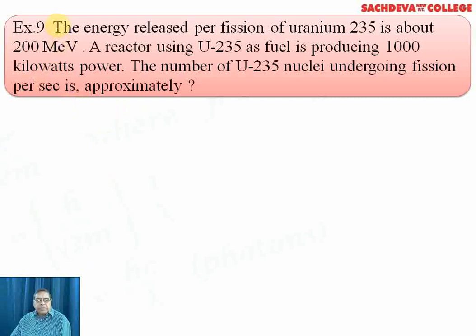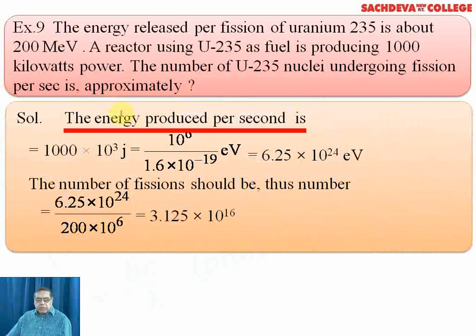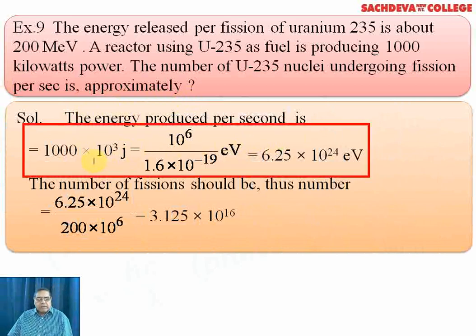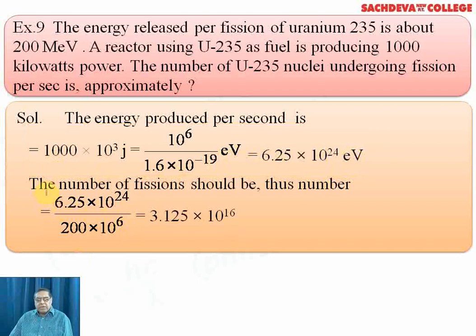Now we come to the ninth question, the energy released per fission. If one fission takes place from uranium, then 200 MeV energy is produced. A reactor using uranium-235 as fuel is producing 1000 kilowatt power. Then find the number of uranium-235 nuclei undergoing fission per second. So now the energy produced per second is known to us, 1000 times 10 to the power 3, so that will be 10 to the power 6 joule. We divide it by 1.6 times 10 to the power minus 19, and the result will come in electron volt. That comes to be 6.25 times 10 to the power 24 electron volts. We can remember that 1.6 times 10 to the power minus 19 joule is equal to 1 electron volt.